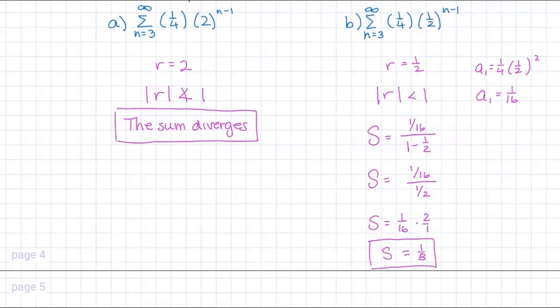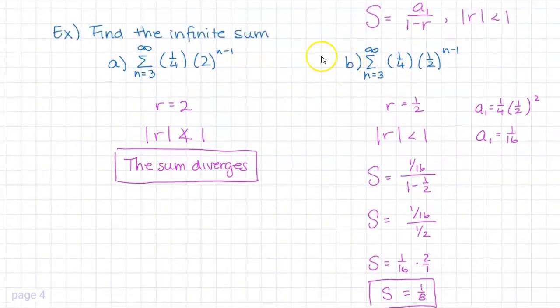You just have to remember to be on the lookout: is the absolute value of r less than 1? Because there's nothing to keep you from plugging 2 into the formula. There's nothing to say, let's not plug in a 2 for r and figure out the first term. But if you do that, you're going to get a number, but it's just gibberish. It doesn't mean anything. So be careful. Always look for r first.